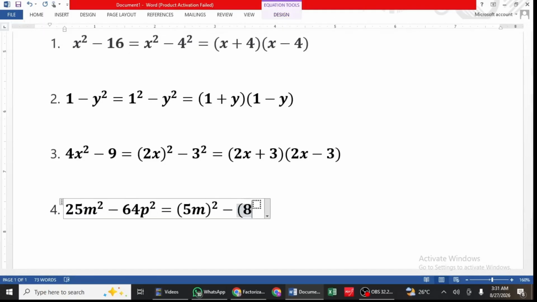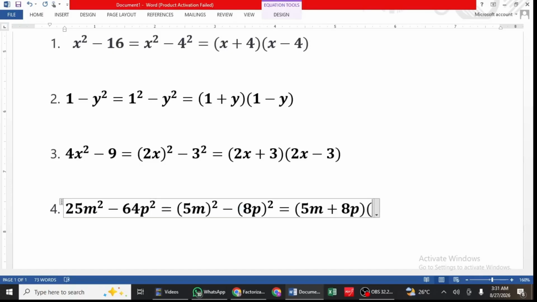(8b) squared. And by the time you now apply the difference of two squares, the solution would be 5m plus 8b for the first bracket. Second bracket would be 5m minus 8b. This is how to factorize using difference of two squares.